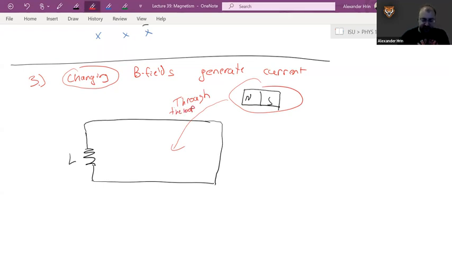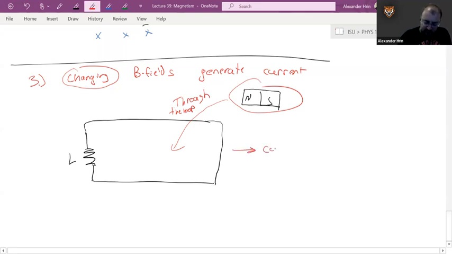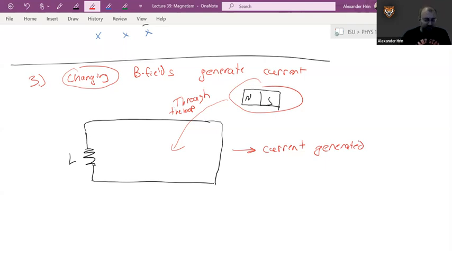basically what happens is you will generate a current in this loop, and you can see the current driving through the load. Like if it's a light bulb, you can get the light bulb to light up. If it's a voltmeter, you can measure voltage, or an ammeter, you measure an amperage there. Okay, so basically this is the way you generate EMF.